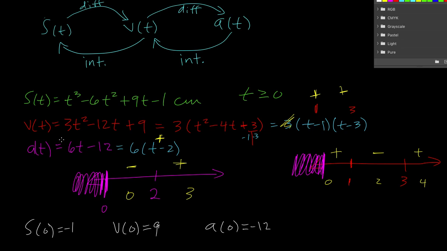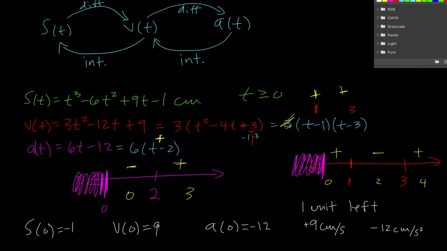And then we just need to describe it. When it begins, we are 1 unit left, because -1 tells us where we're at. We are traveling in the positive direction at 9 centimeters per second, because this is a +9 velocity, and we are accelerating, or you could even think of it as decelerating, at -12 centimeters per second squared. So we're slowing down, okay?